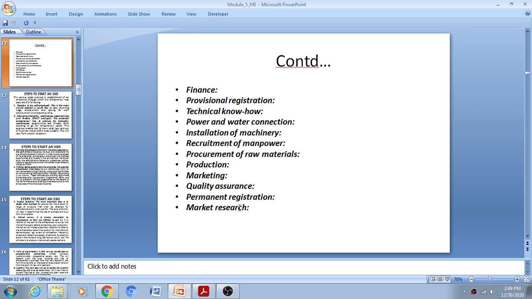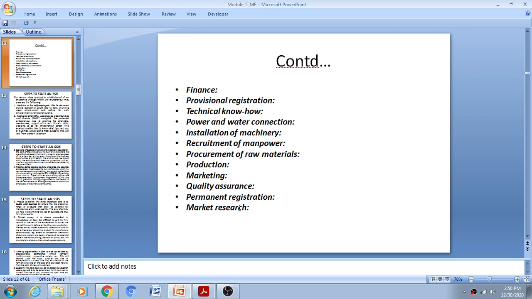The next one is installation of machinery. You bought the machinery, you've got to install it in your industry. Where are you going to install it? For how long is it supposed to work? In a day, is it supposed to work for 24 hours, or 12 hours, or 8 hours? That again has to be dealt with in detail here.